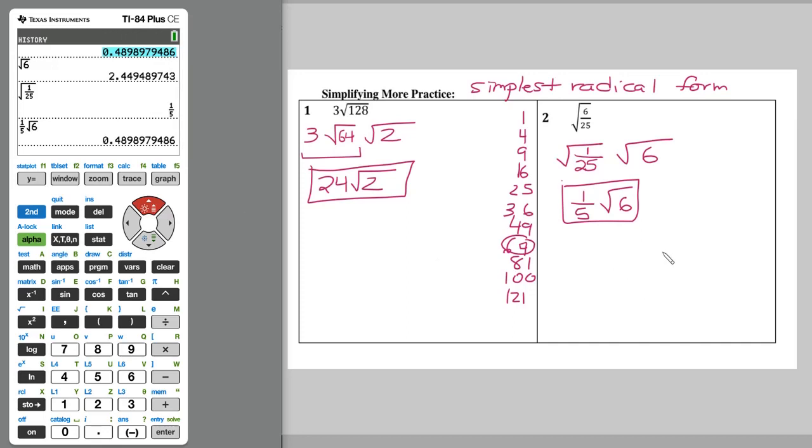And that's it. That's all you got. So again, if you're not sure about the steps that I just did on my calculator, a good video to go back and rewatch would be the Simplifying Radicals video using your calculator. Hopefully you got all these notes down, and I look forward to seeing you in class.